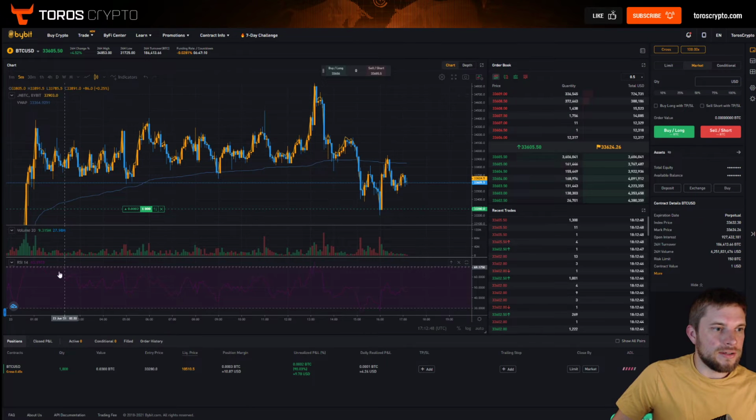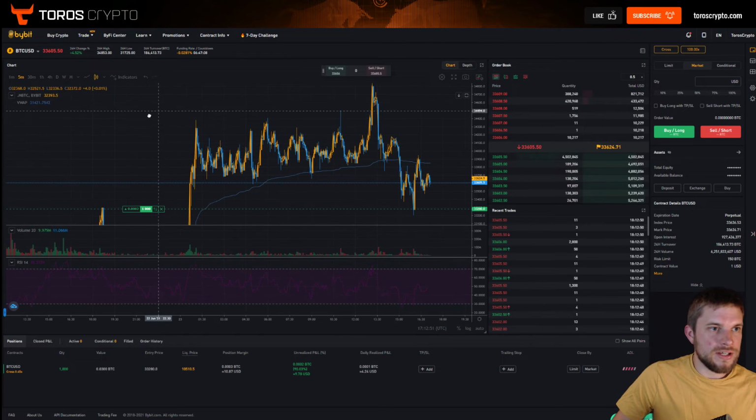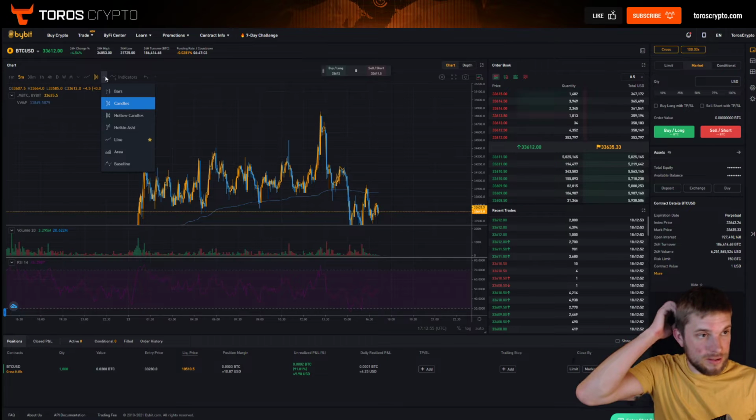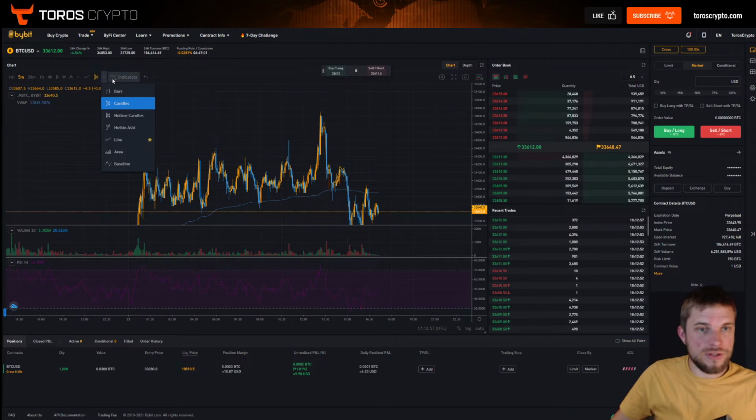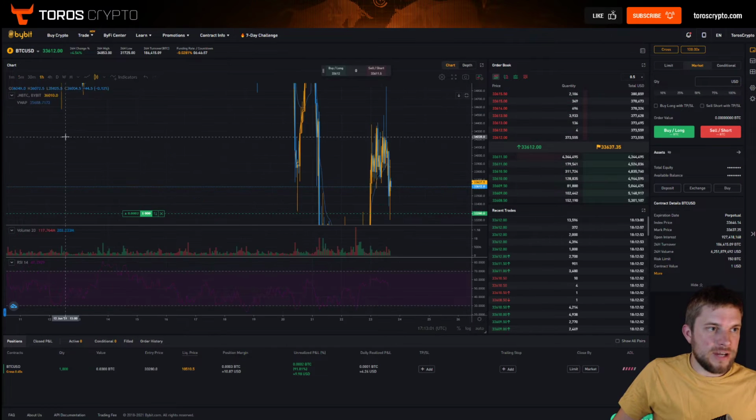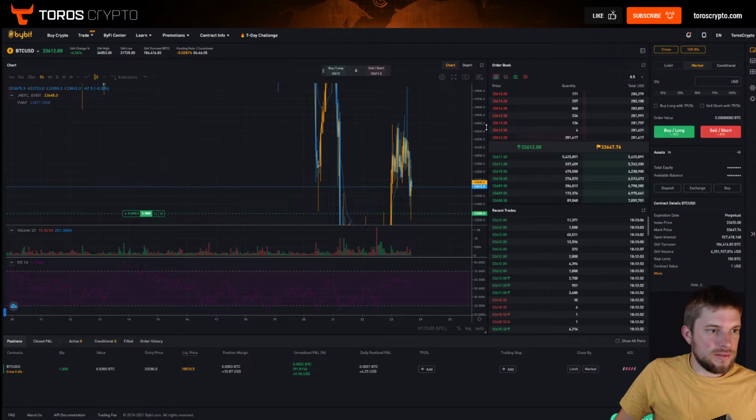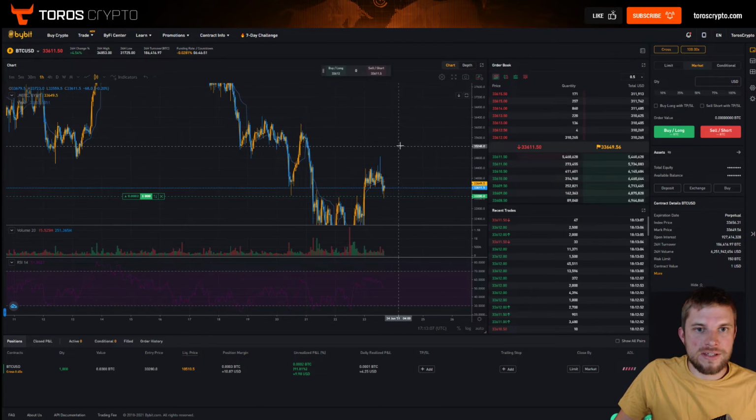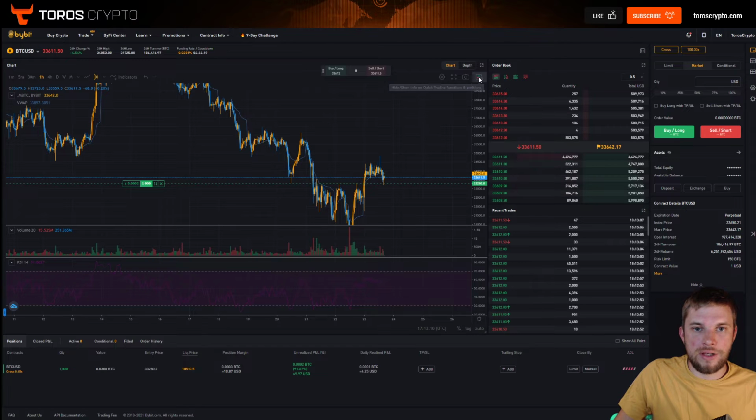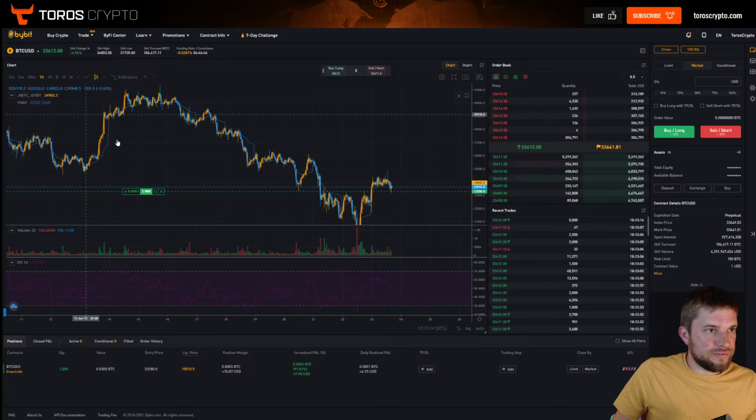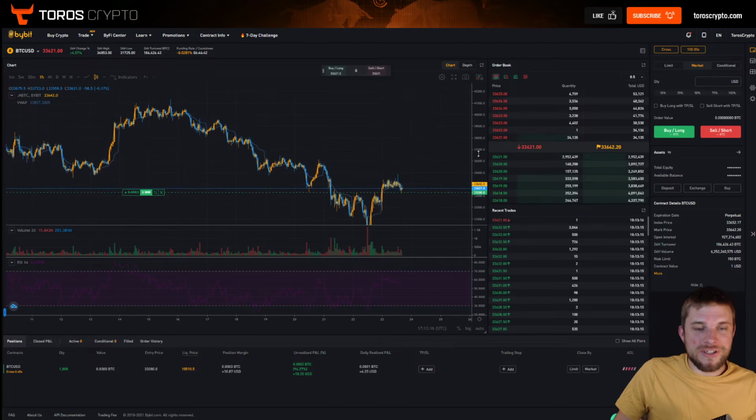Also, what you can do within these charts is you have all the indicators and everything that are available to you there. You can change the time frame. You can do all of those kind of things, and you can customize this whichever way you like. So that's basically everything on the chart here.